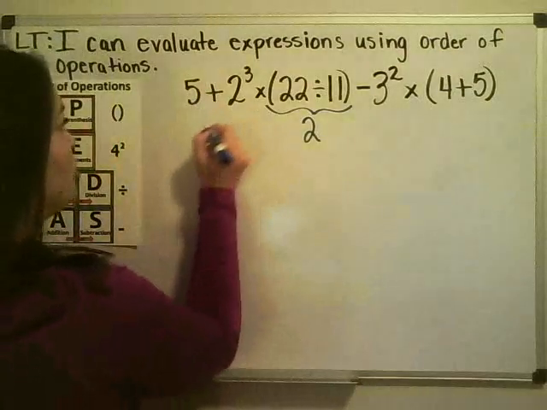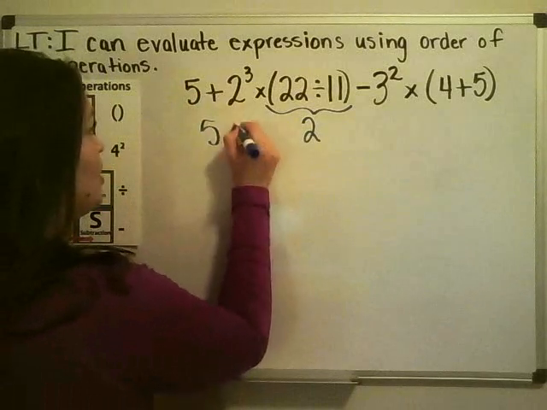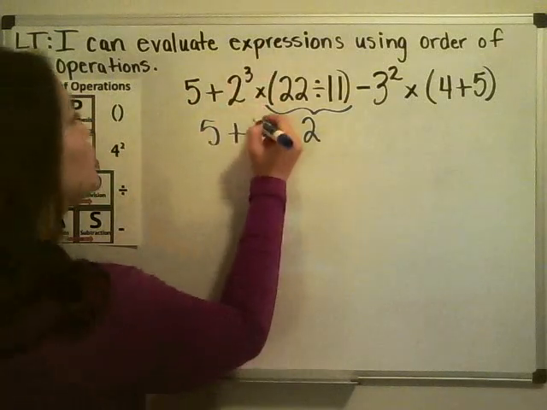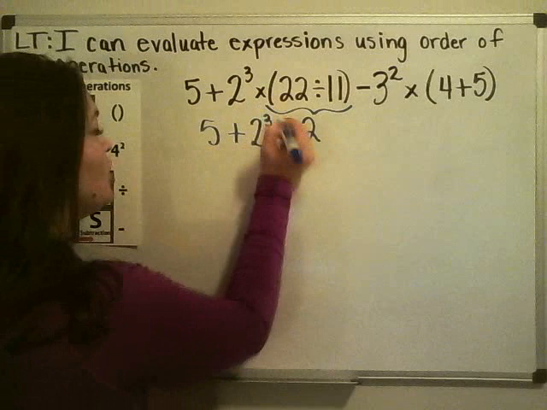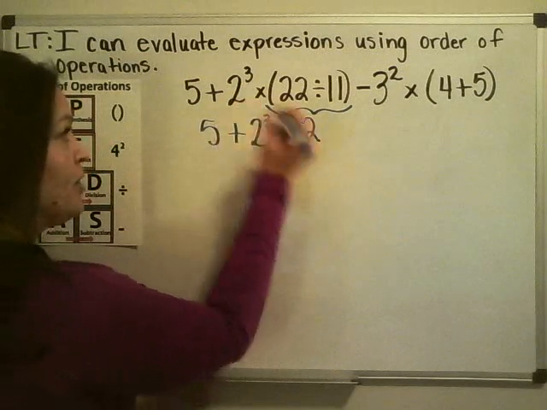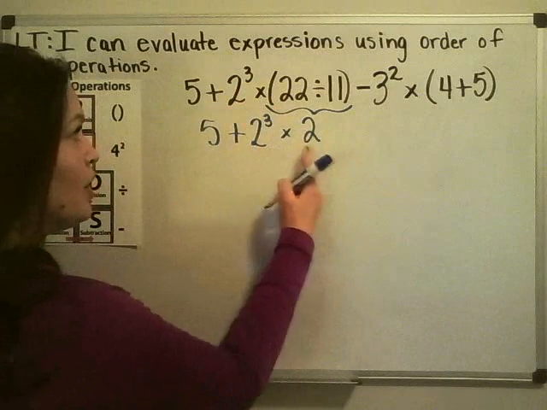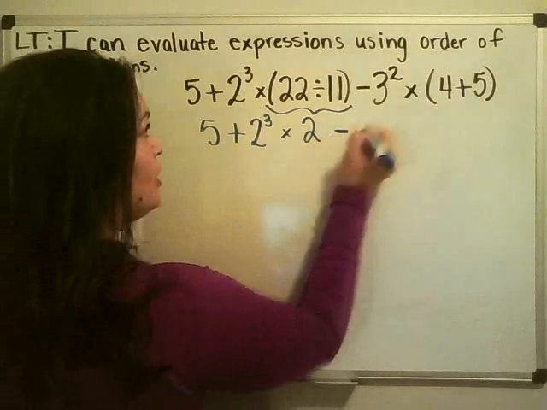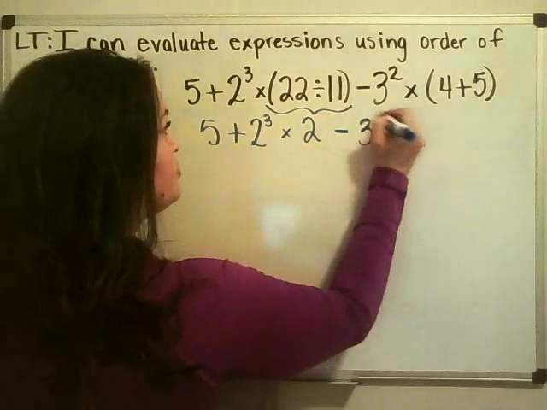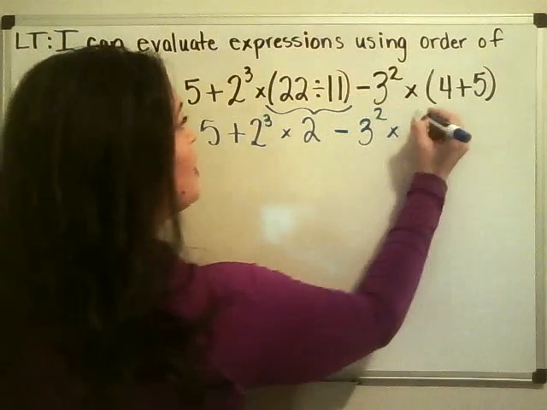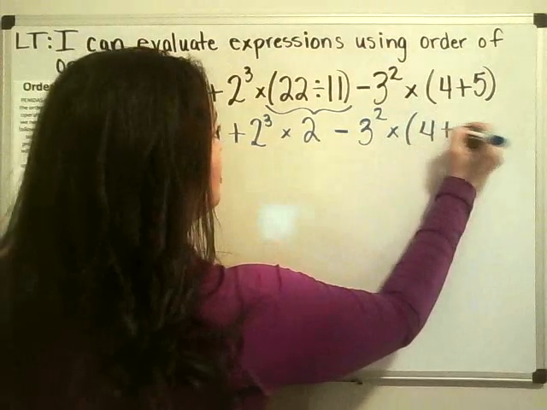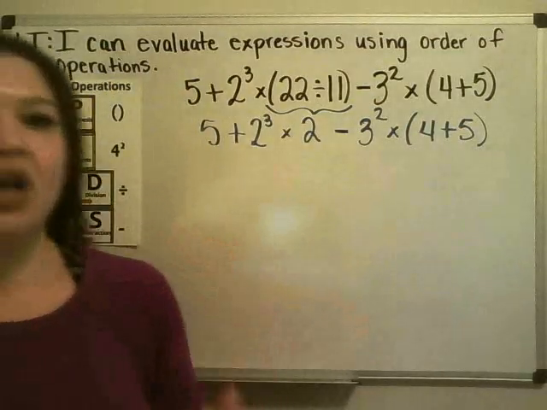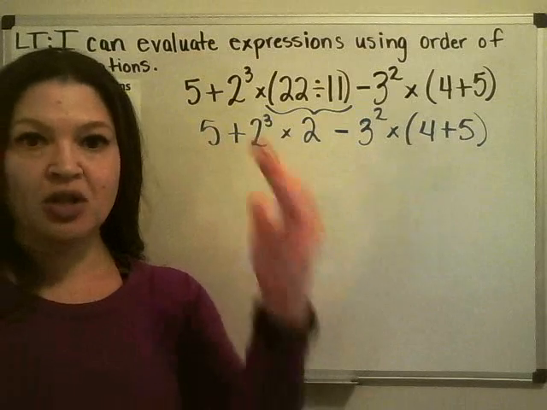So we have a 5. I'm going to bring that down. A plus sign, I'm going to bring that down. A 2 cubed, I'm going to bring that down. A multiplication sign, that needs to come down. The parentheses is already solved. Continue writing what you have left. You have a minus sign, a 3 squared, multiplication, and then that last set of parentheses.